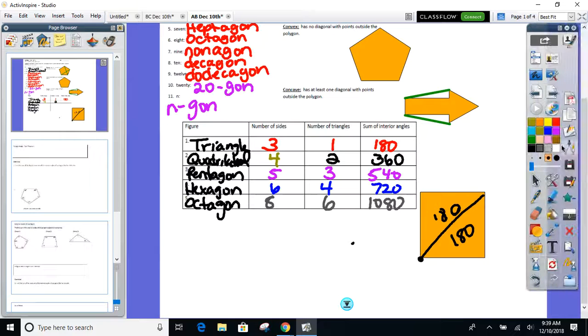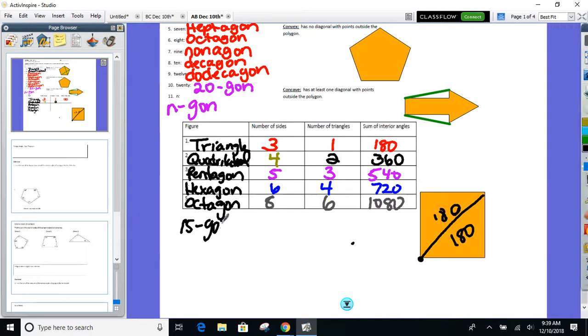So right now, I don't want you to draw it. What if I did say a 15-gon right now? And I said 15 sides. How many triangles should it form? All on our pattern here. 13. All right. Each having 180 degrees. So what do all the angles add up to in a 15-gon? 13 times 180. Go ahead. 2,340 degrees.